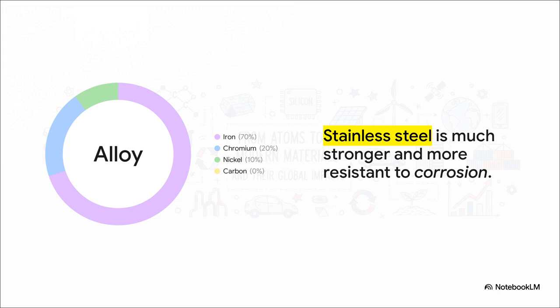Just look at the breakdown for stainless steel here. It's mostly iron, about 70%, but by adding 20% chromium, 9.5% nickel, and just a tiny 0.5% dash of carbon, you create a material that is significantly stronger than pure iron and vastly more resistant to corrosion. That is exactly why we use it for surgical tools and the cutlery in our kitchens.